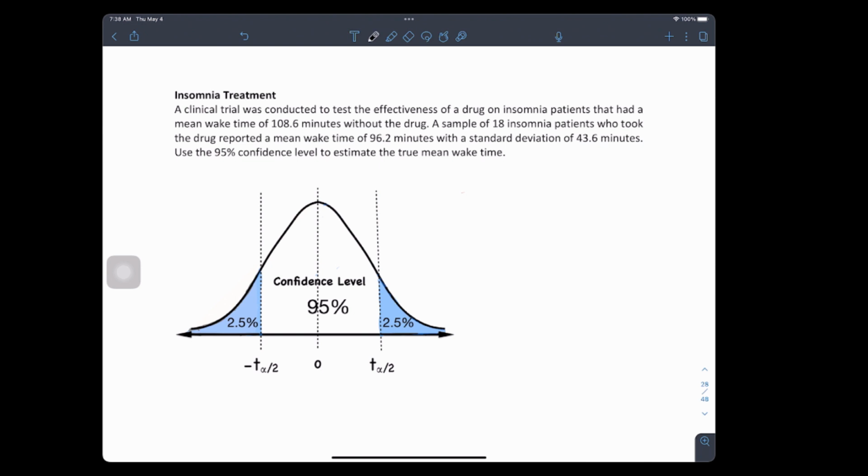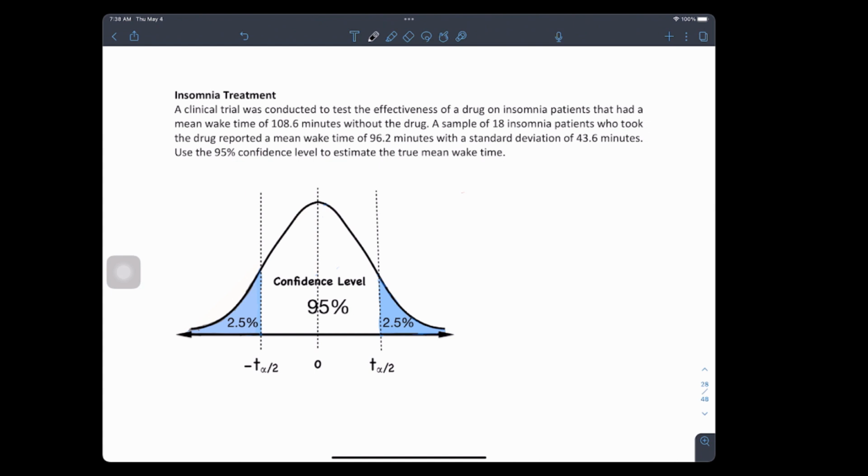All right. A clinical trial was conducted to test the effectiveness of a drug on insomnia patients that had a mean wake time of 108.6 minutes without the drug. When I read that first statement, you want to know what they're really saying. They're just defining what insomnia might be. They call that a mean wake time. That's the time from when you put your head on the pillow until you fall asleep. They measure that, by the way.